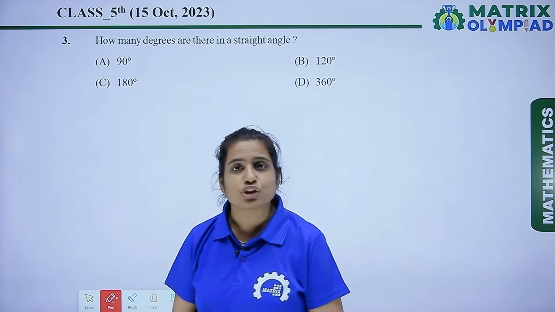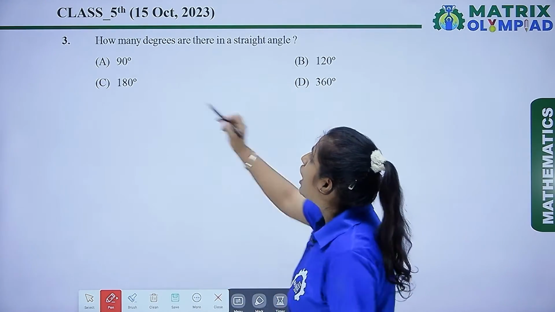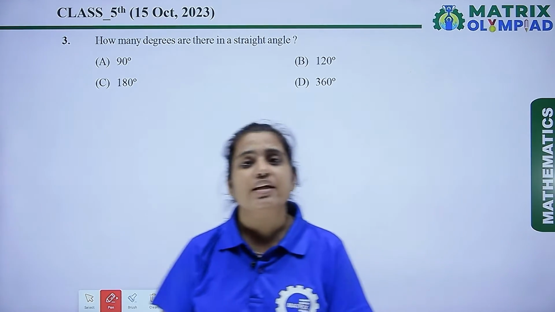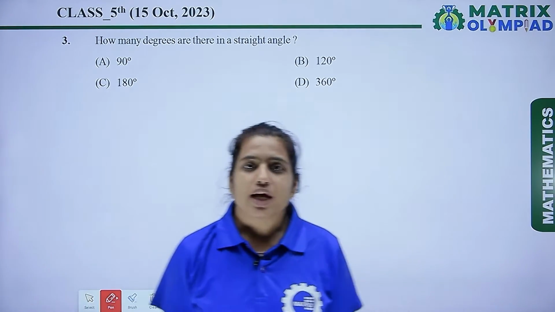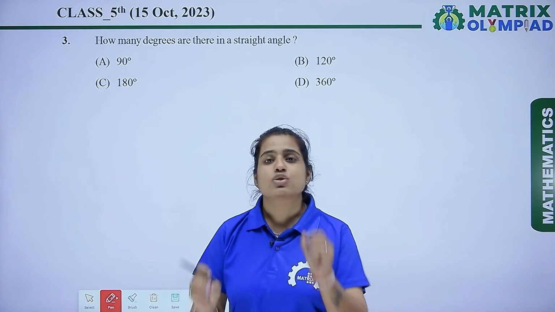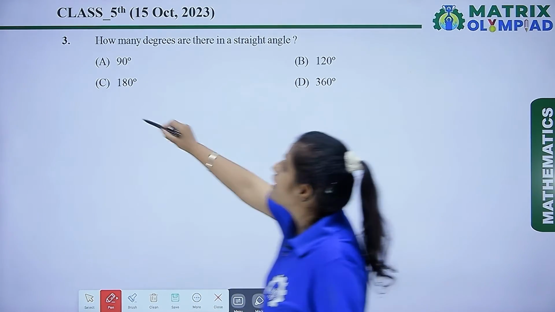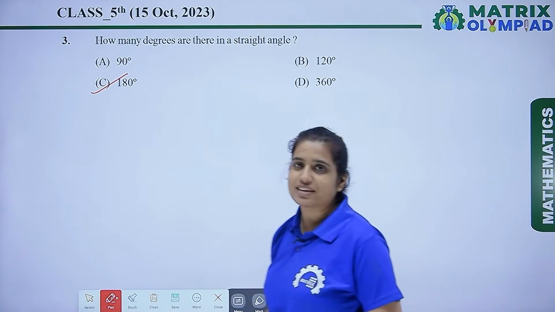Now the next question is question number 3. How many degrees are there in a straight line? एक straight line में कितनी degrees होती हैं? So we know that in a straight line there is 180 degree angle. So here option C is the correct answer.